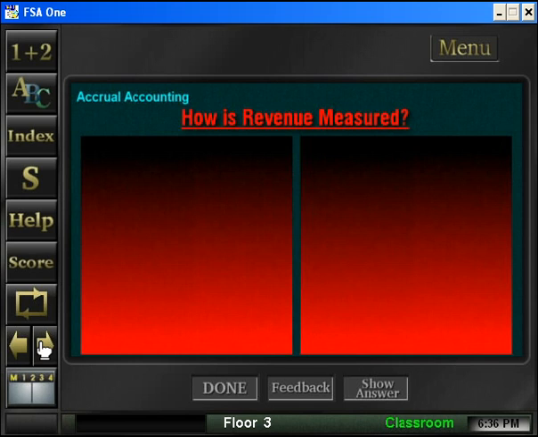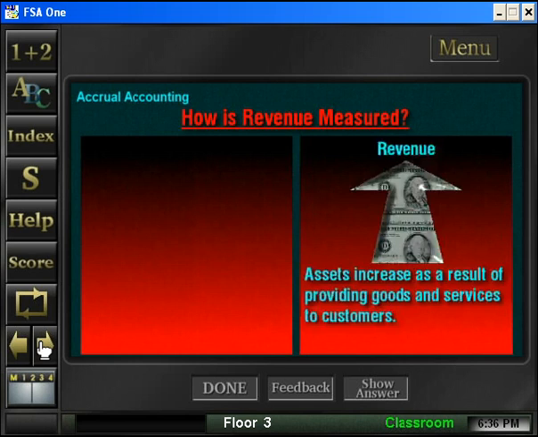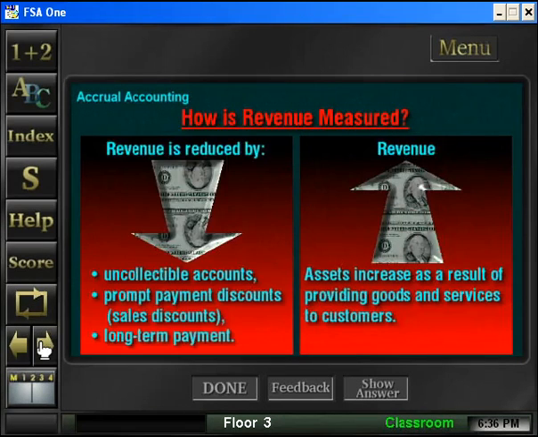Often, revenue is measured by the amount that assets increase as a result of providing goods or services to customers. Usually, there is an agreed-upon price which might be reduced because of sales discounts, estimates of uncollectible accounts, or long-term payment agreements.